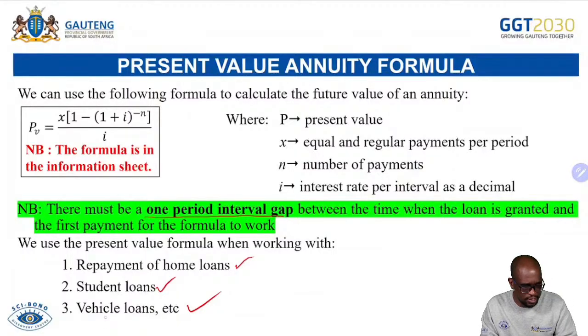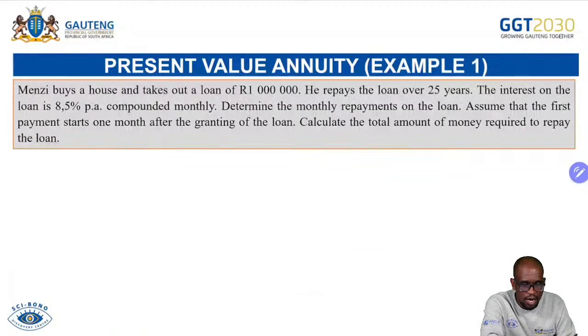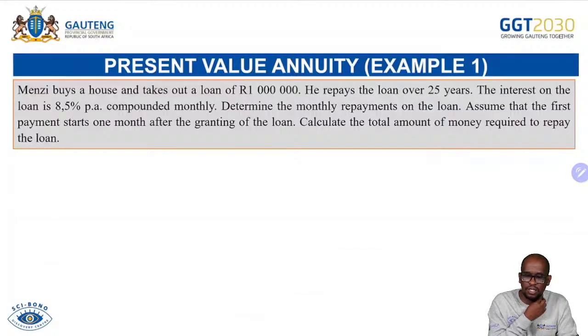Vehicle loans, the cars that we have, if we bought them using finance, then we need to pay back, all right? The present value annuity, example 1. Let's look at an example now. Quickly go through that. Menzi buys a house and takes out a loan of 1 million.